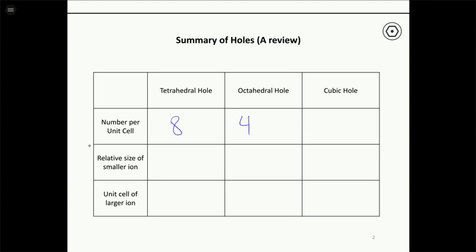And then finally, cubic holes is a pretty simple one because it's a simple cube, there's a hole in the middle, you put 1 in there, so that just counts as 1, obviously. Alright, so that's the number of ions that can reside in each of those types of holes. The other thing that's important is the relative size of the smaller ions. So if we want to predict which hole an ion is going to go into, it depends on the relative size of the small ion to the big ion.